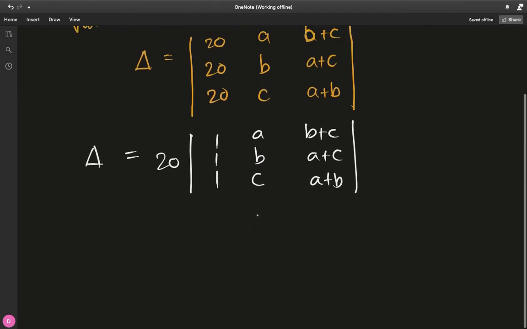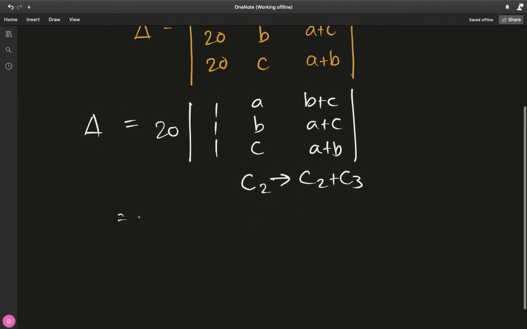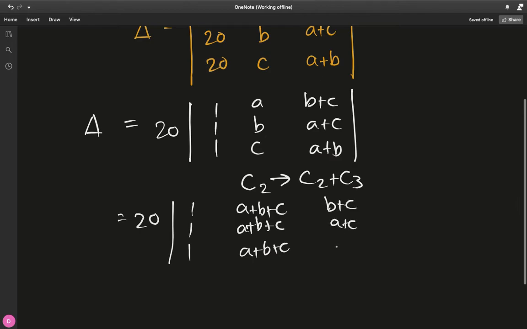Now I would like to go ahead and change column 2 to column 2 plus column 3, and I can do that. These are nice properties of determinants that we need to use because we can't expand according to the question. So C2 plus C3 will be A plus B plus C. Same thing here, A plus B plus C, A plus B plus C. I'm just adding this column and this column. And then the third column is as it is, A plus B determinant.